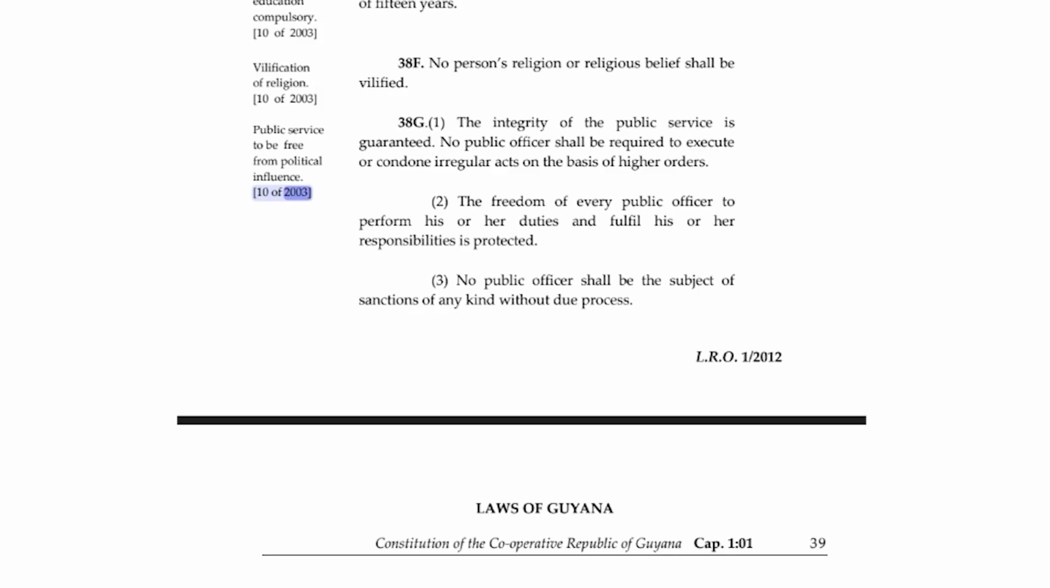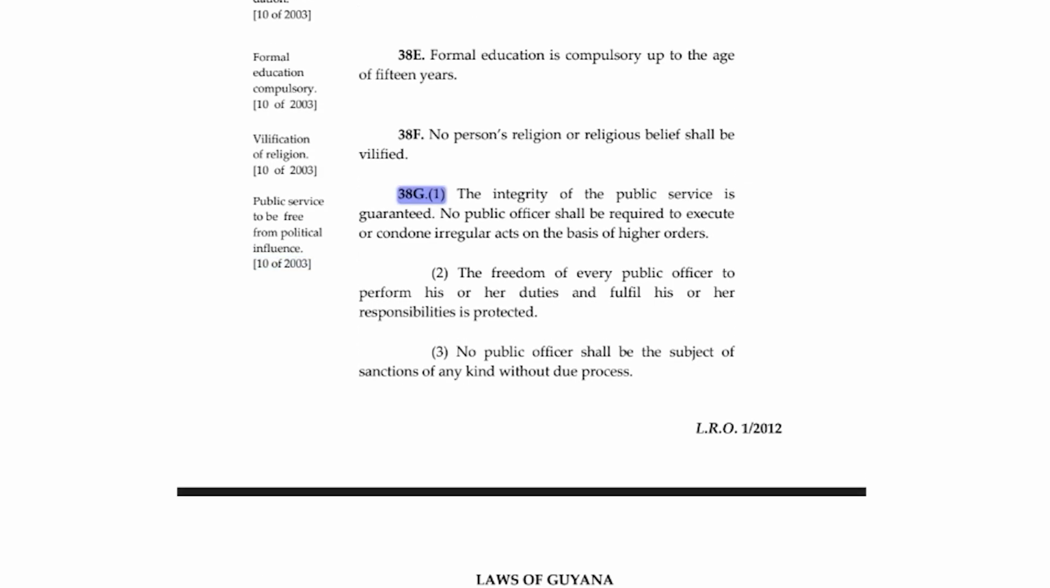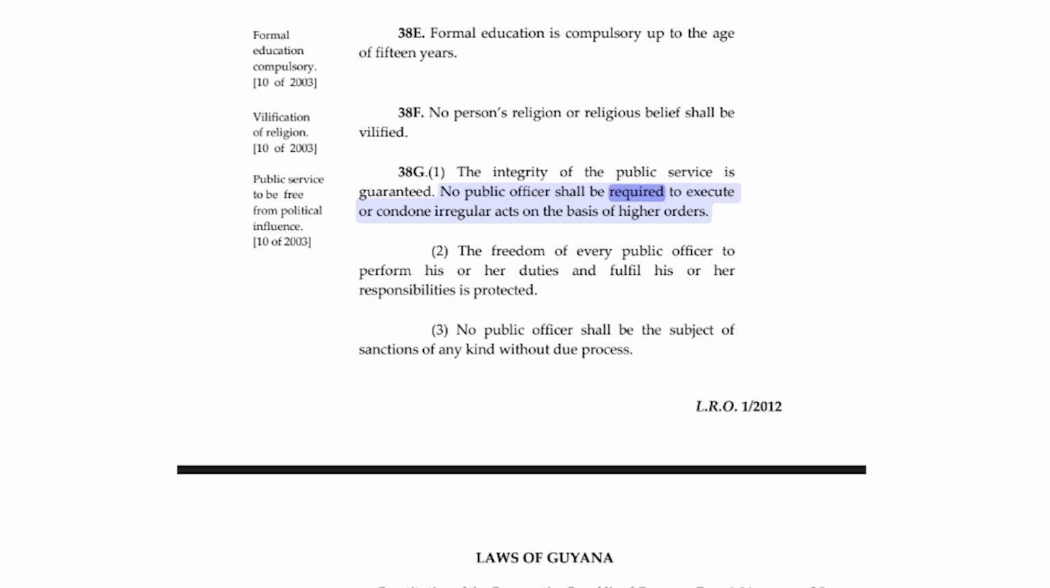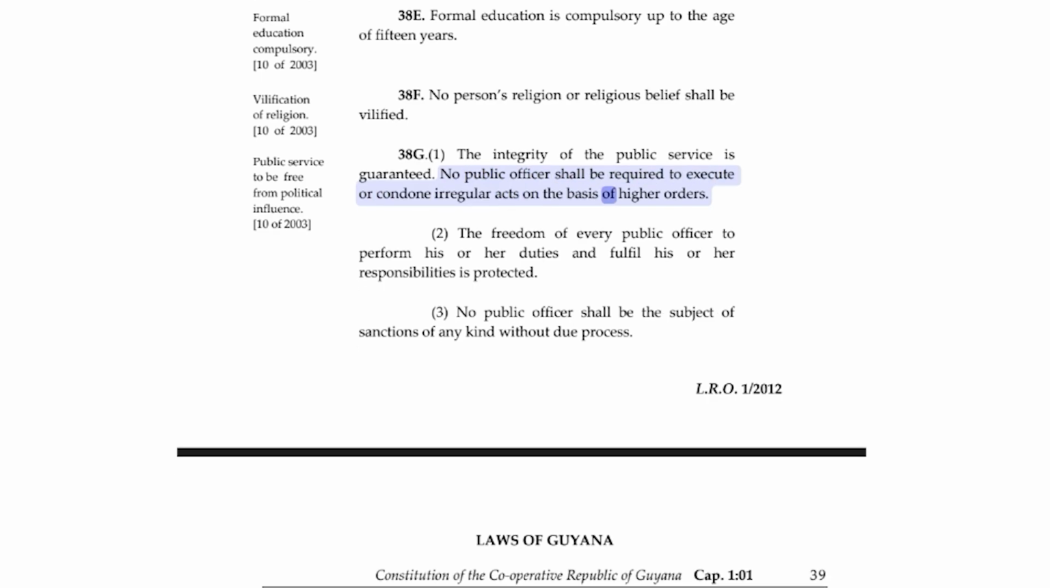Public service to be free from political influence. 10 of 2003, 38G. 1. The integrity of the public service is guaranteed. No public officer shall be required to execute or condone irregular acts on the basis of higher orders.